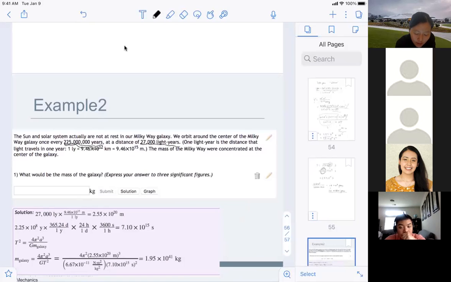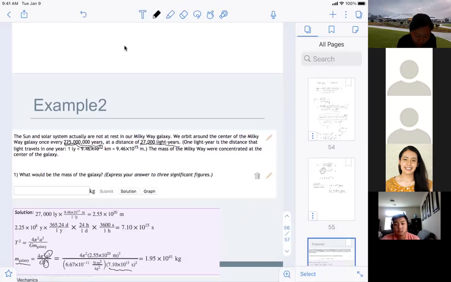So that tells us to use this period and use this distance. You can think of the mass of the Milky Way as concentrated at the center of the galaxy. What would be the mass of the galaxy? You can see this is similar to the previous question, except the knowns and the unknowns are switched. Here you're given the period and you need to find the mass of the galaxy. Everything else is the same. To find the mass of the galaxy, you simply plug into your equation the distance and your period. The period is already given to you.